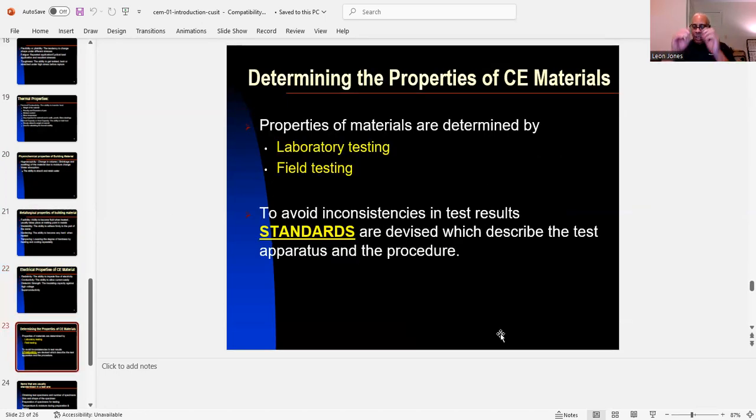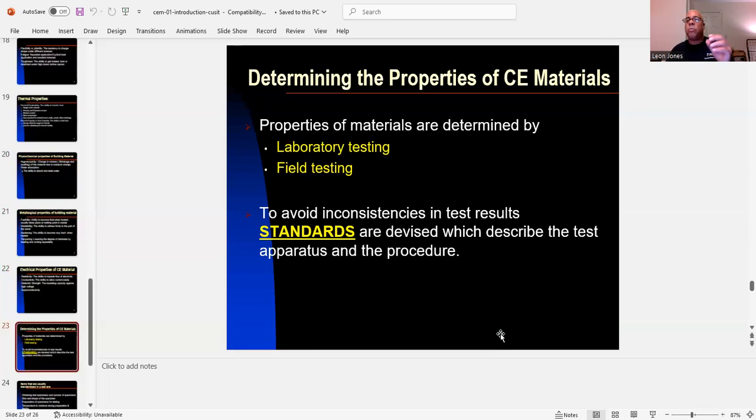Then, and I'll explain a little of this after I complete this presentation, determining the properties of CE materials. Properties are determined by testing. There are two types of testing. It's laboratory testing and field testing. This is what you go through when you deal with QA.